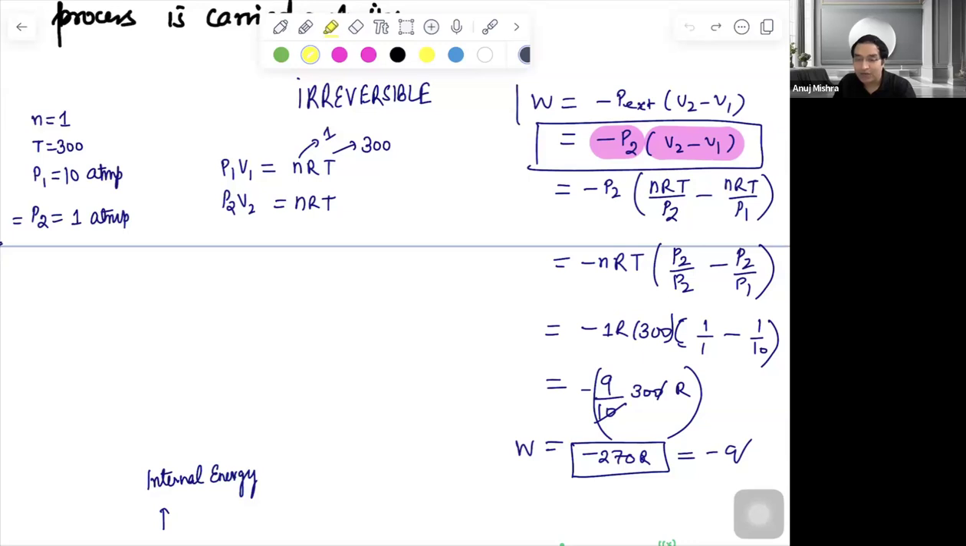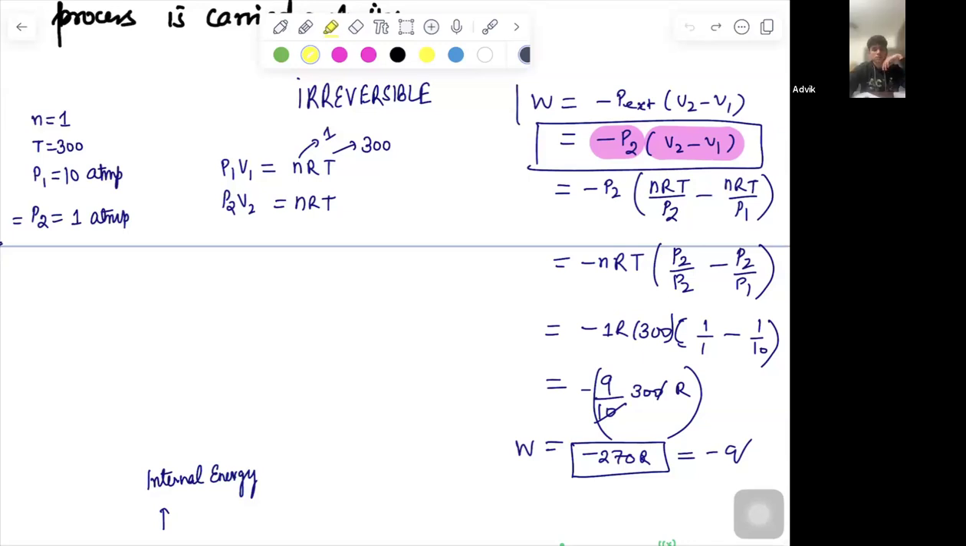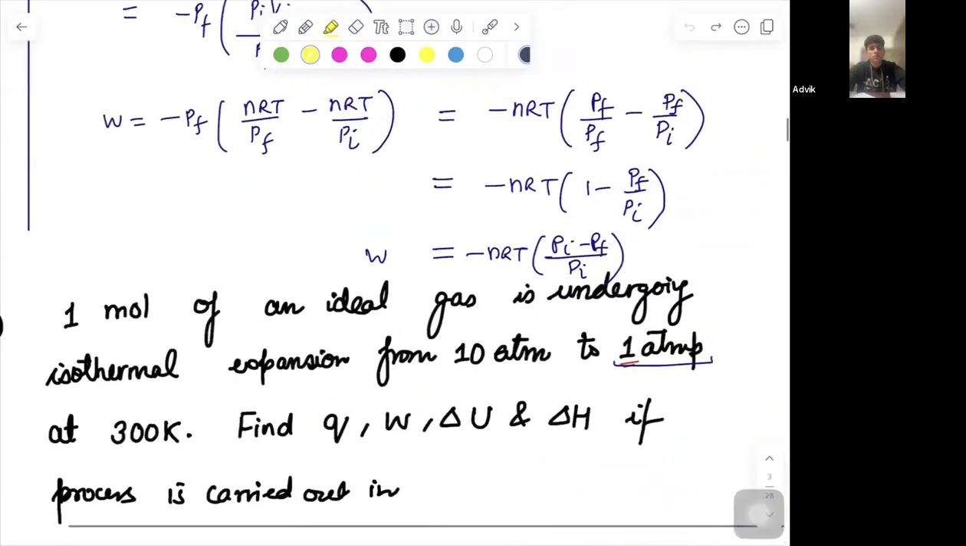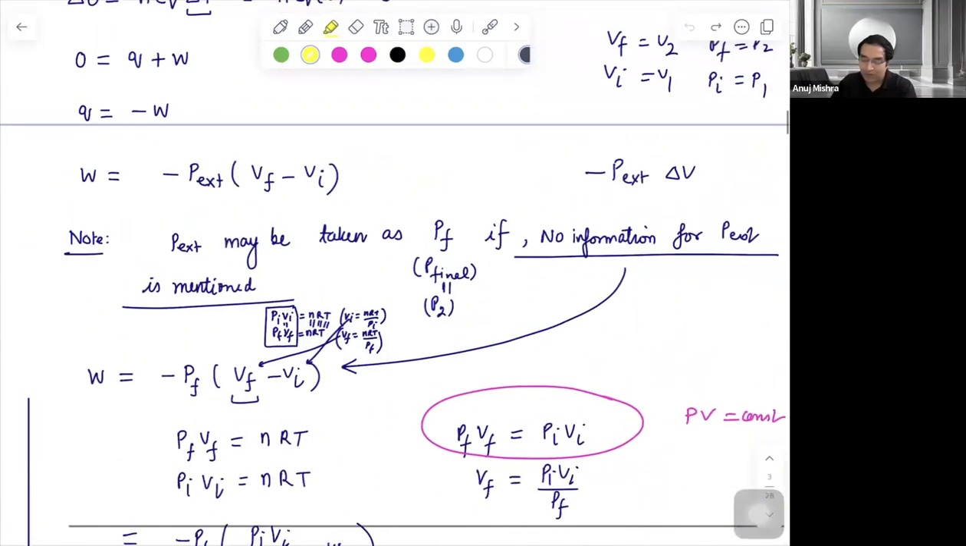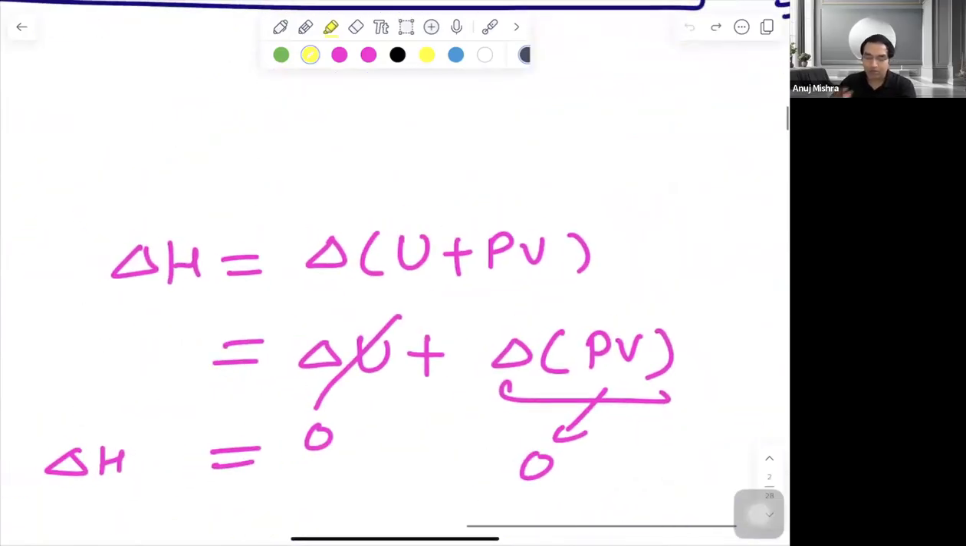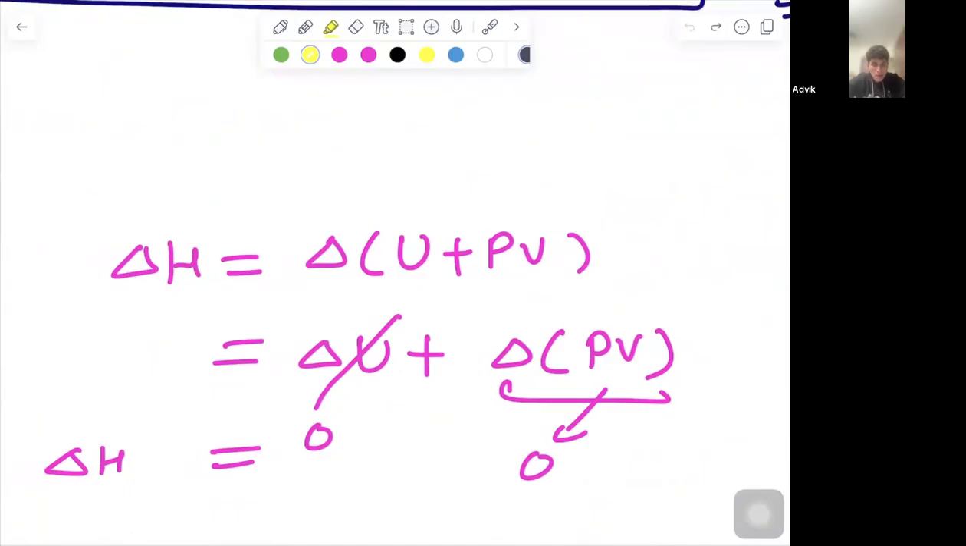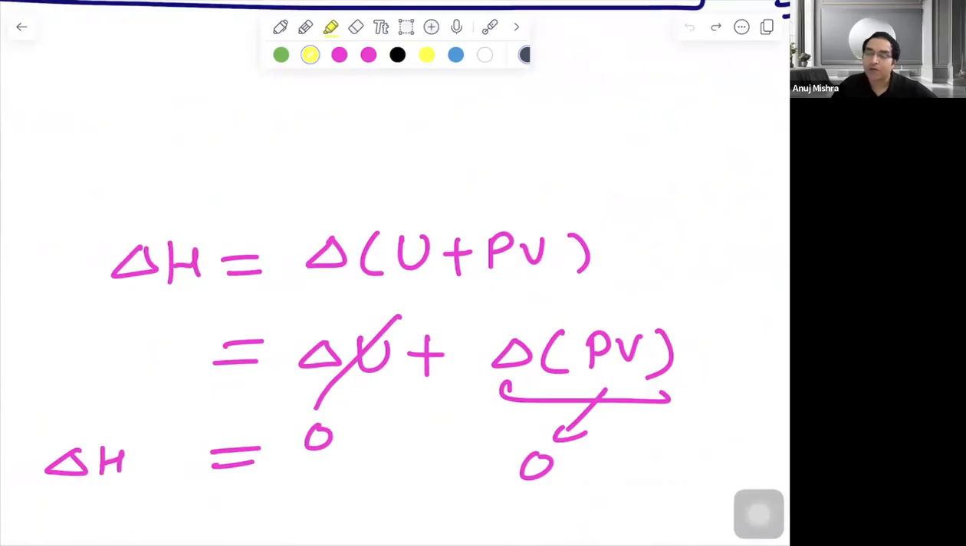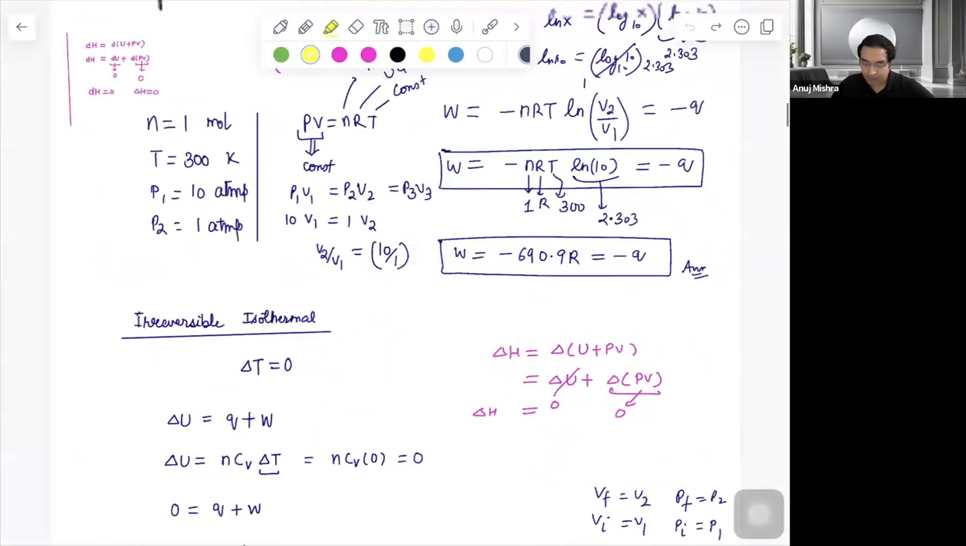Delta U is already 0. Advik, is it clear? Yeah. So delta U is 0, delta PV is 0. So फिर से क्या हो जाएगा? Delta H भी तो 0 हो जाएगा. Check this result. Make sense? So delta H is 0 and delta U is also 0. Next point.